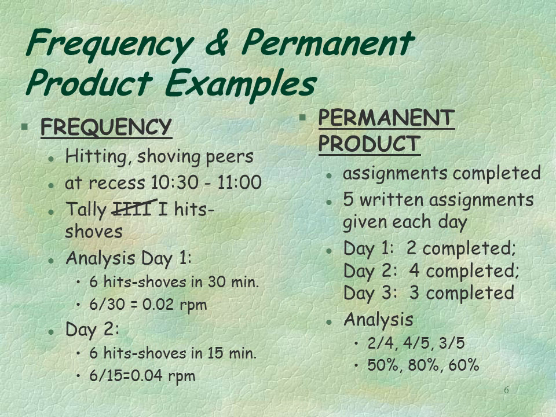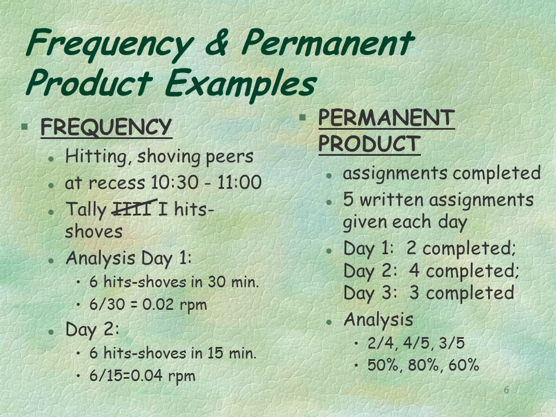Here's a comparison of frequency and permanent product side by side. It gives you an example of each. Down at the bottom, look at the way these data are summarized. On the left side, you see down at the bottom, day 2, 6 hits or shoves in 15 minutes. And then you see 6 divided by 15 equals 0.4 RPM. RPM is rate per minute.